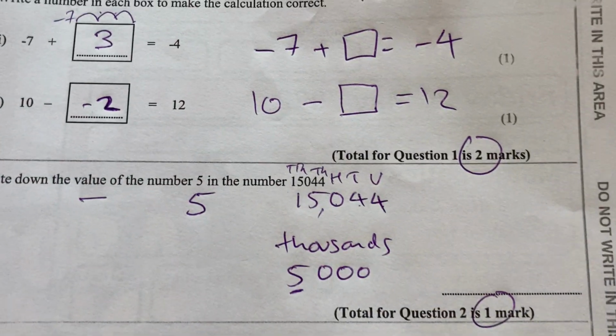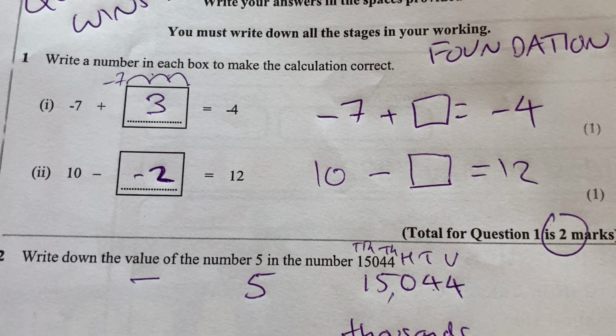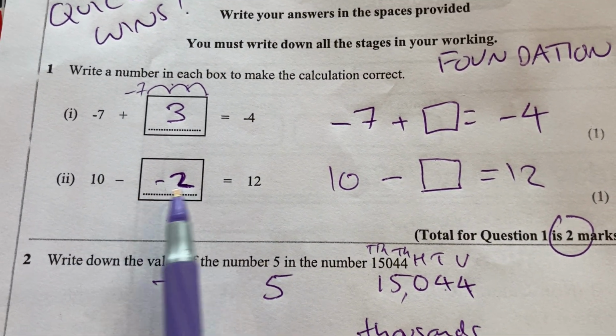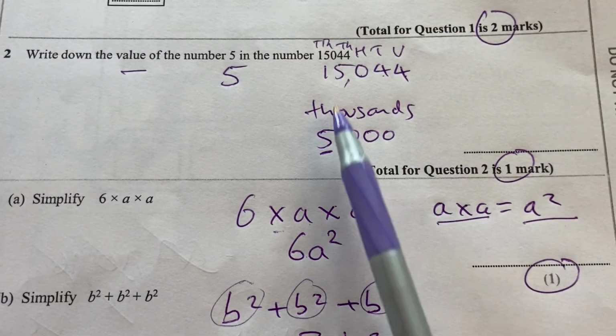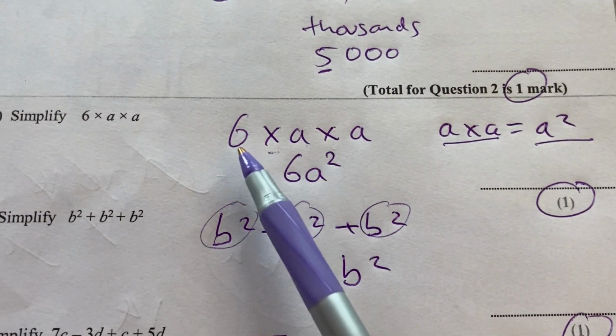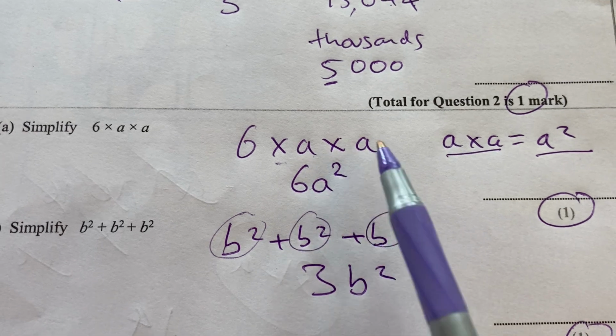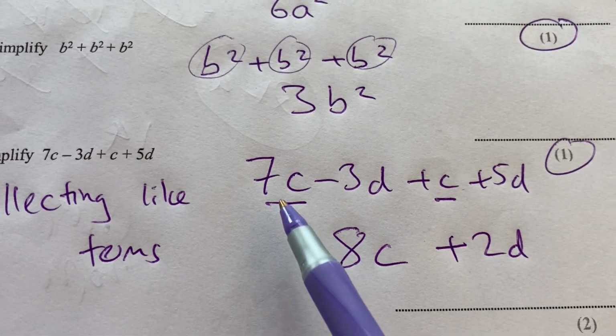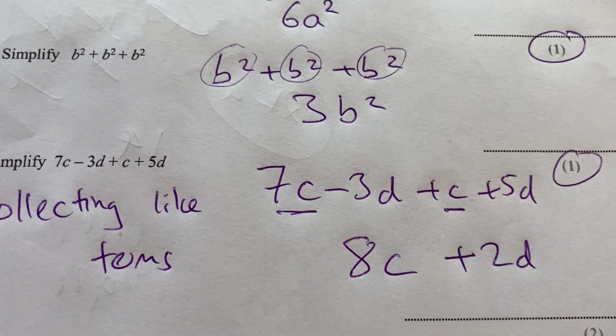Okay, just a quick check of that, because I've only done that in a few minutes. -7 plus 3 is -4. 10 minus -2 is 12. That's 5,000. That'll be 6a squared. There's 3b squared. And there's 8c plus 2d.